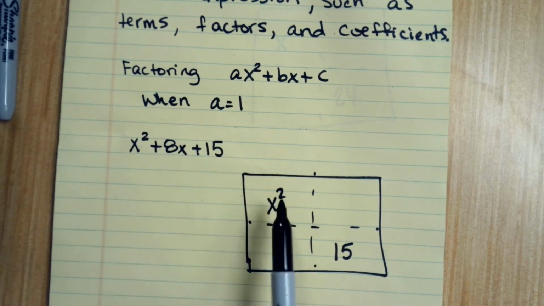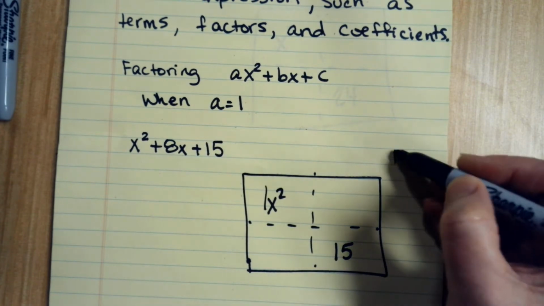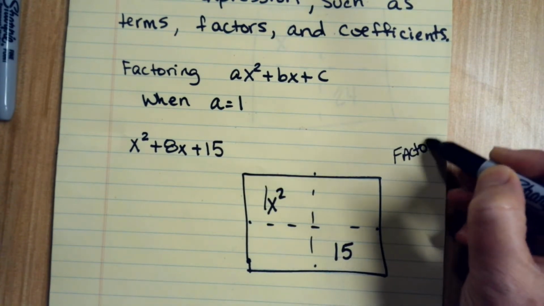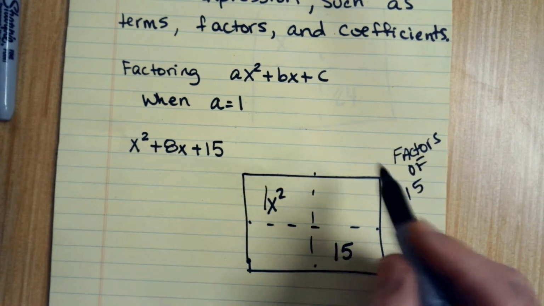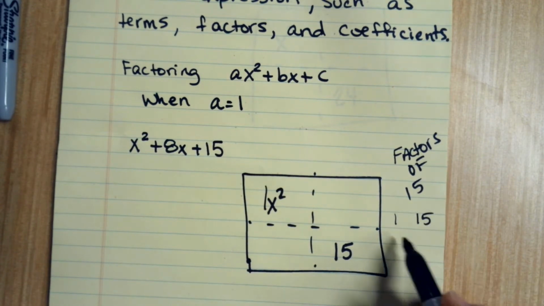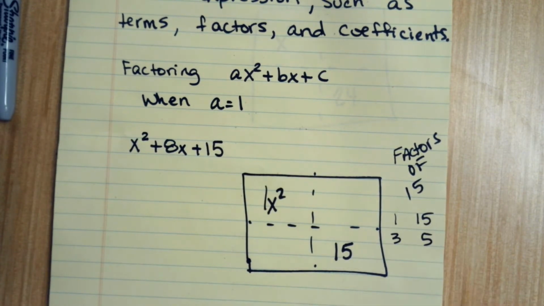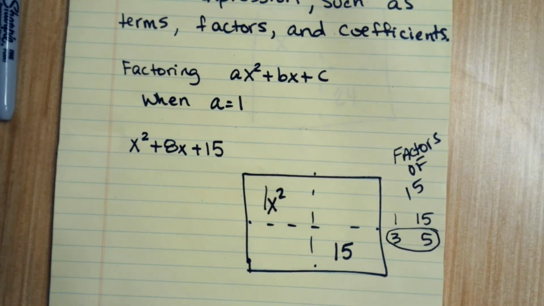You put the x squared here, and we know that that's really 1x squared, and we put 15 here. And what we want is the factors of 15 that are going to add up to be 8. So the factors of 15 are 1 and 15 and 3 and 5. Well, this one's pretty simple. We know we need to use 3 and 5. So here's where this goes.